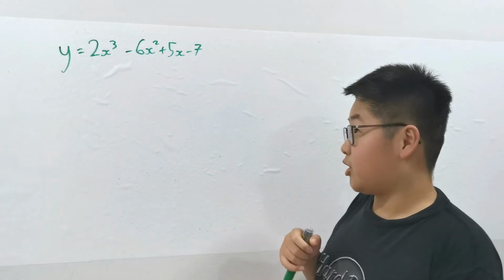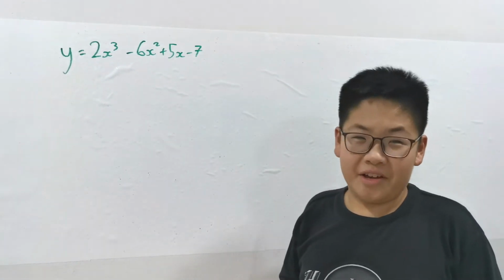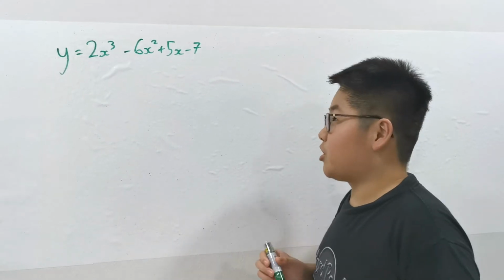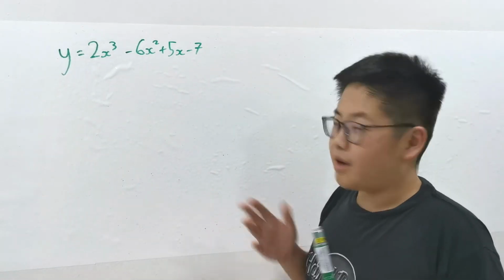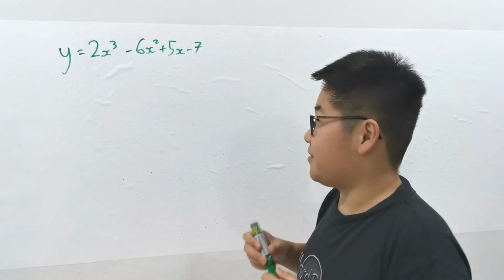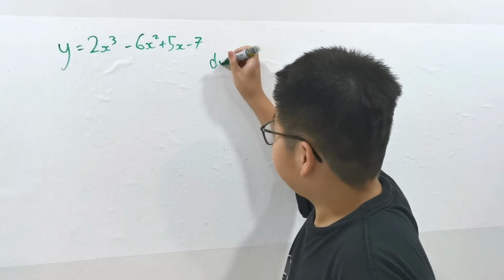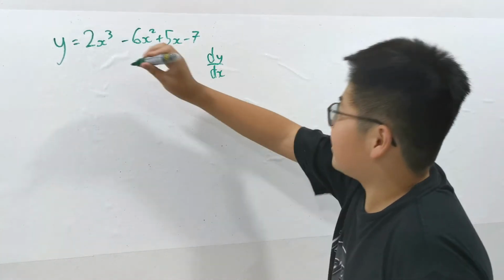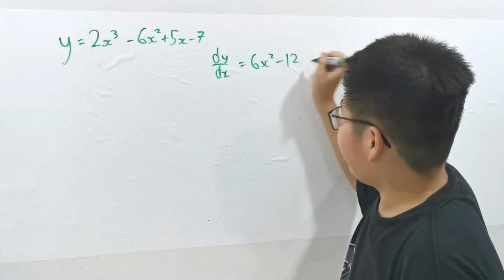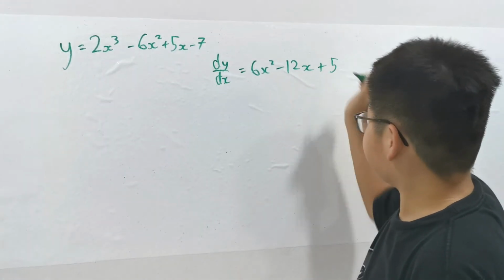The question asks find the stationary points on this curve. I bet when you have watched that many MAT videos, or done as many MAT videos as me, this question will become no longer extraordinary to you. But if you are new to the series, let's try differentiating. The derivative of this curve is 6x squared minus 12x plus 5.